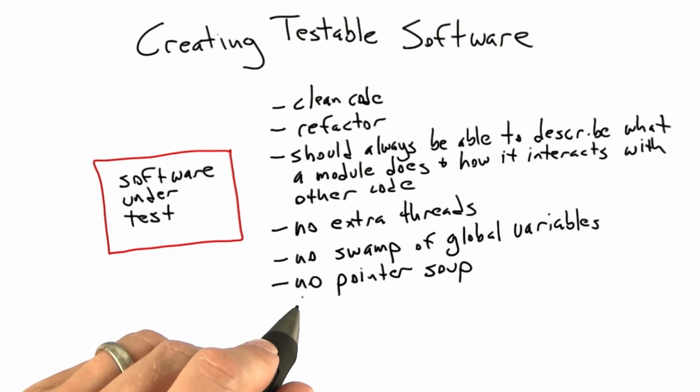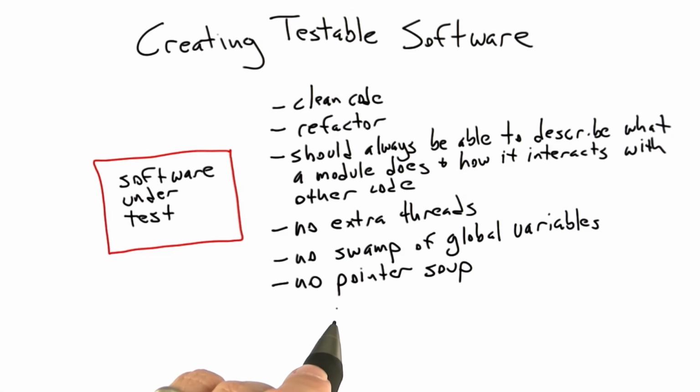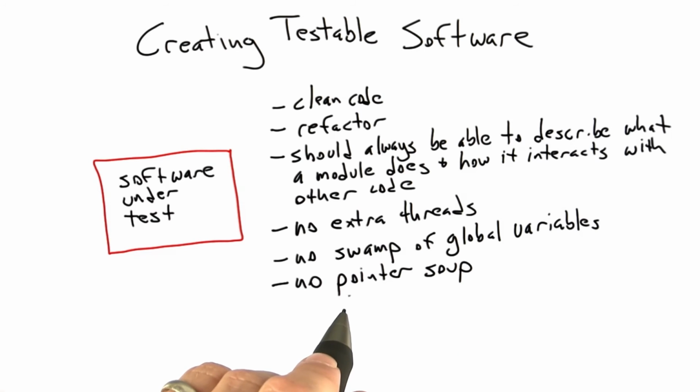Our code, and this applies probably more to C and C++ and Java than to Python, shouldn't be a soup of references and pointers, because these are another way to create unintentional connections between different parts of the code, breaking modularity, and again, making it really hard to test our code.